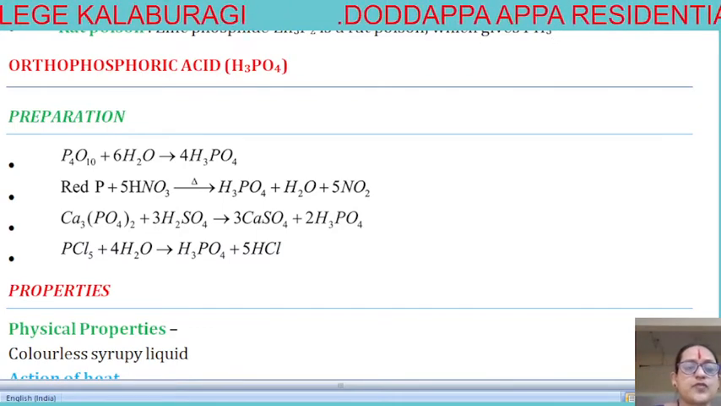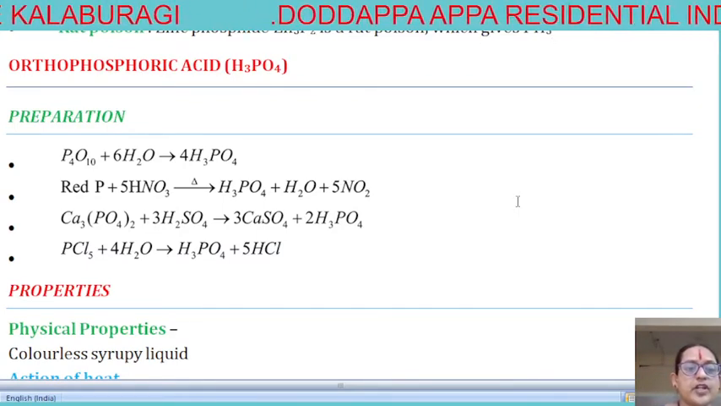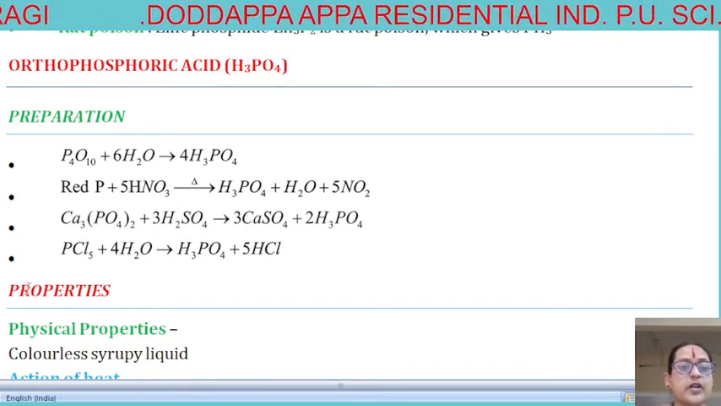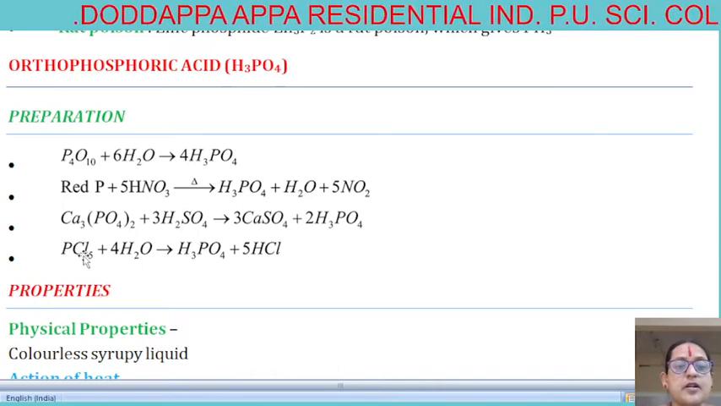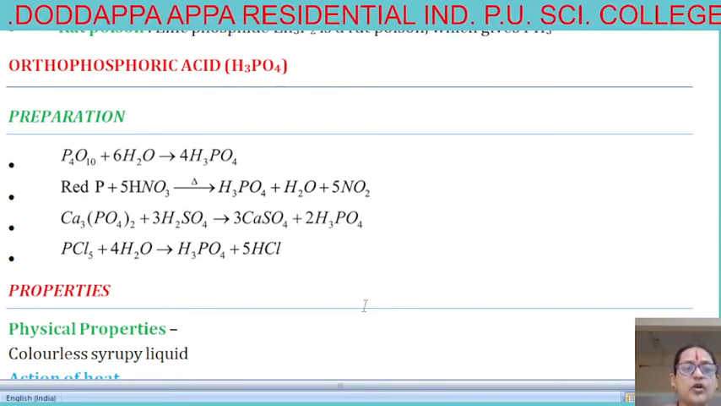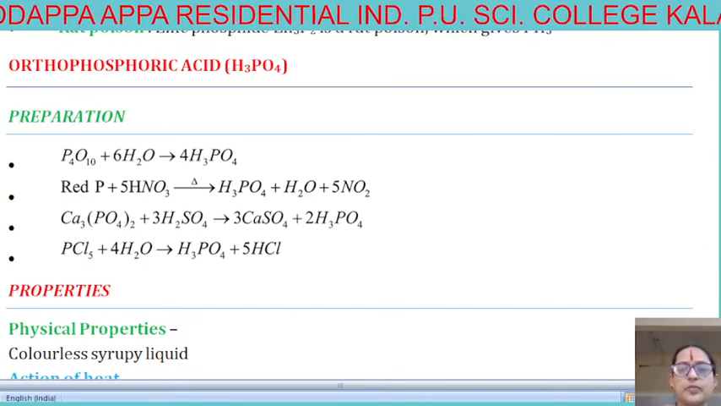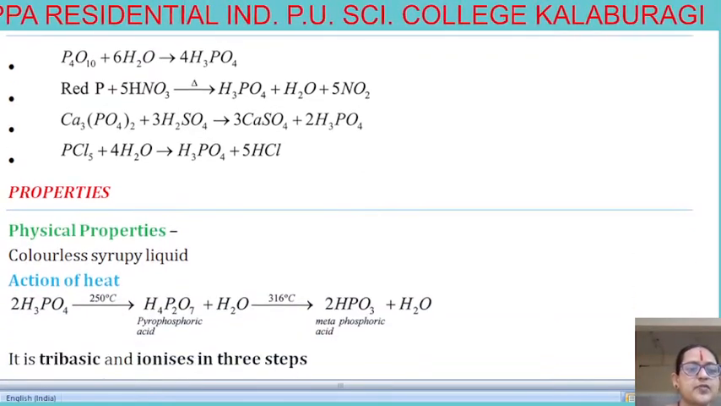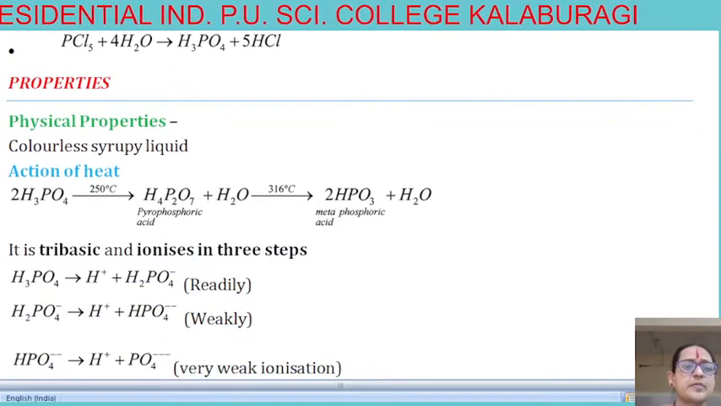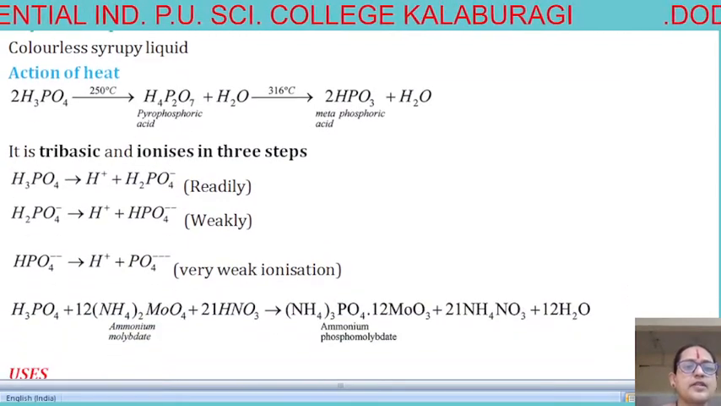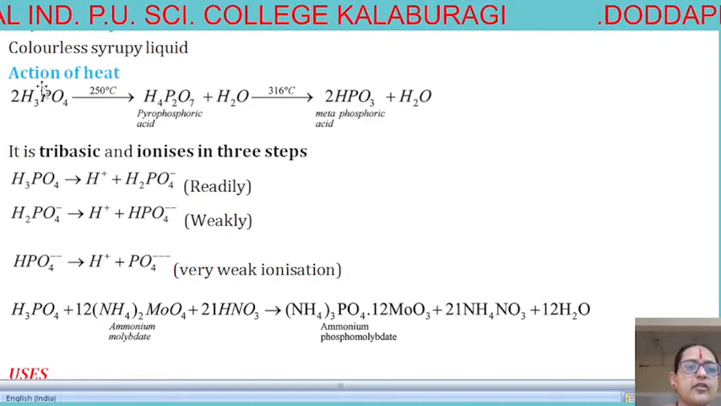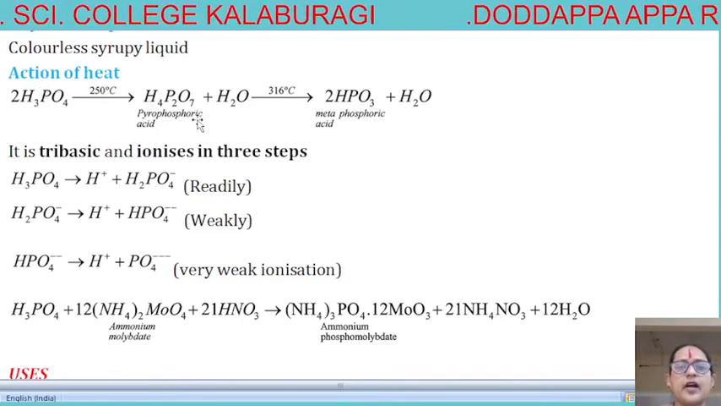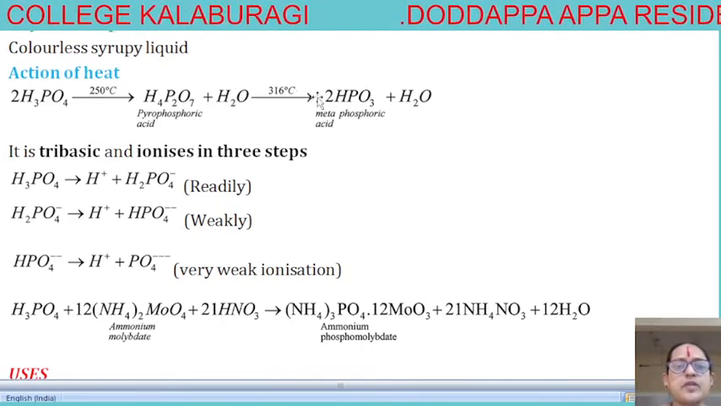Phosphorus pentoxide treated with water, then red phosphorus with nitric acid, then calcium phosphide with hydrogen sulfate, then phosphorus pentachloride with water. All these are preparations of H3PO4, that is orthophosphoric acid. Next, its physical property: it is a colorless, syrupy liquid. On heating, it forms pyrophosphoric acid. Again on heating with water, it forms metaphosphoric acid.